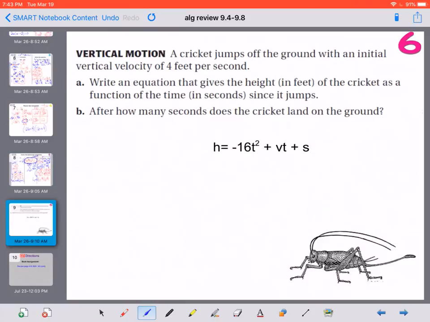Alright, last problem in our review. It says it's a vertical motion problem. So it says a cricket jumps off the ground with an initial vertical velocity of 4 feet per second. Write an equation that gives the height in feet of the cricket as a function of the time in seconds since it jumps. So h, that is the height at the end. T is time. V is velocity. And S is the initial height.